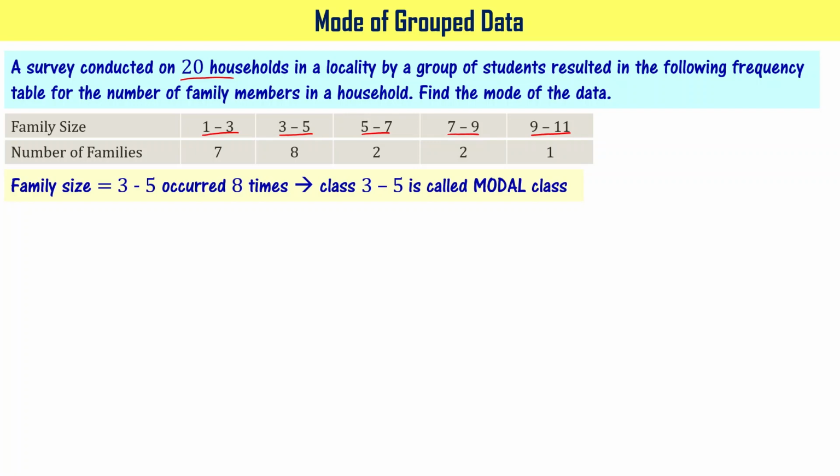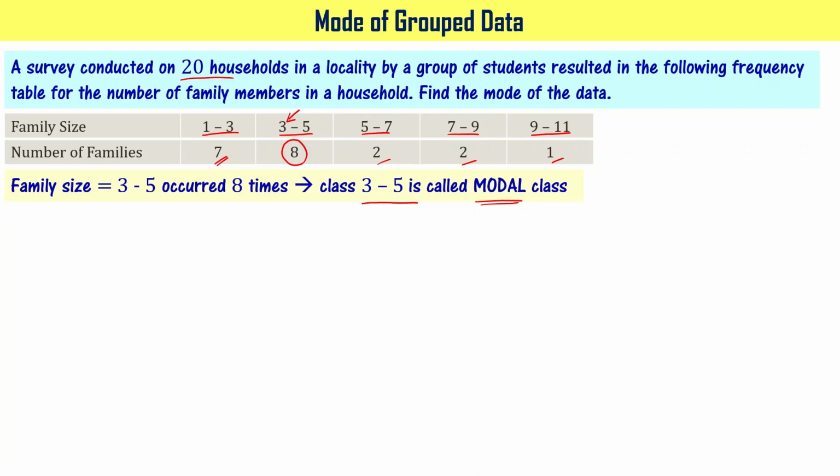Family size 3 to 5 occurred 8 times, right? By looking at this table, you can say that 8 is the maximum number. The next number is 7, the next one is 2, the smallest one is 1. Since 8 is the biggest, this particular family size occurred the most times. That's why we say that class 3 to 5 is the modal class. Please note this: since we are looking for the mode, we call this class the modal class.